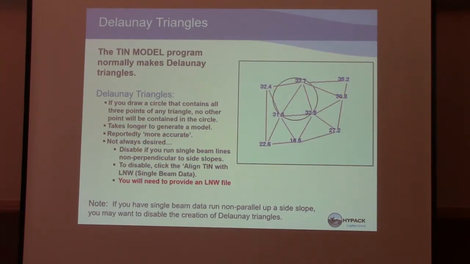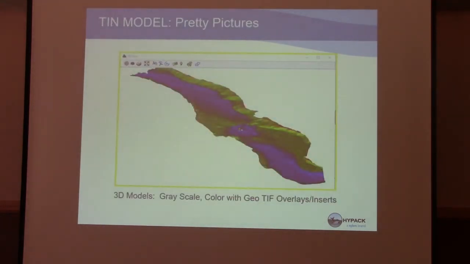We need to know what a Delaunay triangle is. This is all in your PowerPoints if you guys want to look through it. So, you'll need to provide an LNW file if you don't want to do the Delaunay triangles. Tin models creates pretty pictures colorized based on the color depths that you provide. So you provided the XYZ data and you say this depth is this color, and then it creates a nice surface that looks nice and pretty. Blues, reds, yellows, greens, pretty common colors. You see them in everything.